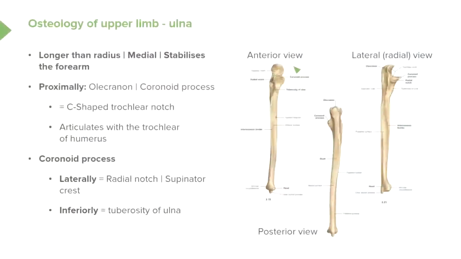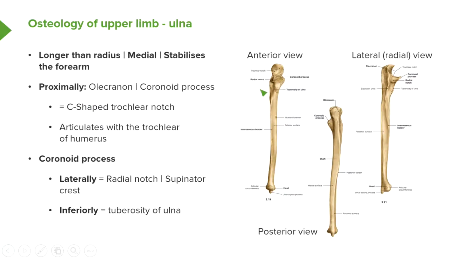Here we can see the anterior view, here we can see a posterior view, and this view is if we're looking at it from the radius, so as if we're looking at it from the radius's position. We can see it's really a lateral view as if we were the radius. And we've got some features which I'd like to detail.